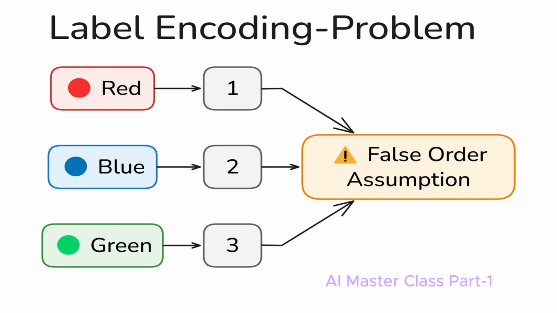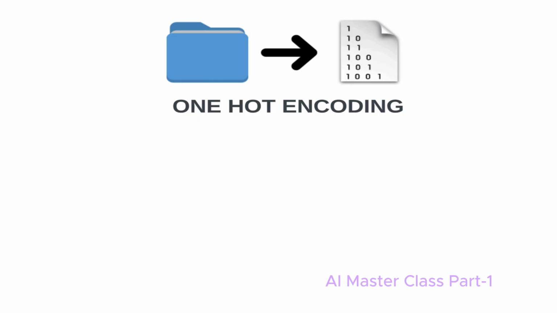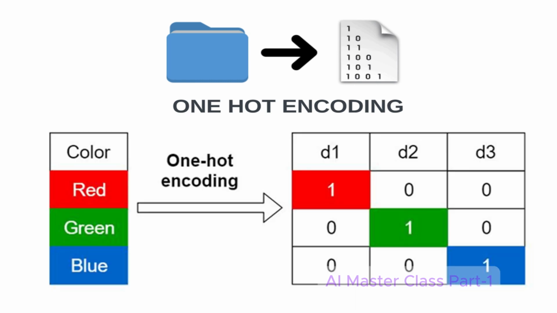And that approach is called one hot encoding. In one hot encoding, instead of assigning a single number, we create separate columns for each category. For example, if we have these three categories, red, blue, green, we create three columns. So here, if the value is red, then red will be 1 and all others will be 0. And if it is blue, then blue will be 1 and all others will be 0. So for each data point, only one column will have value 1 and the rest will have value 0. Now, if you notice, this removes the problem of ordering. All categories are treated equally now. There is no false relationship.